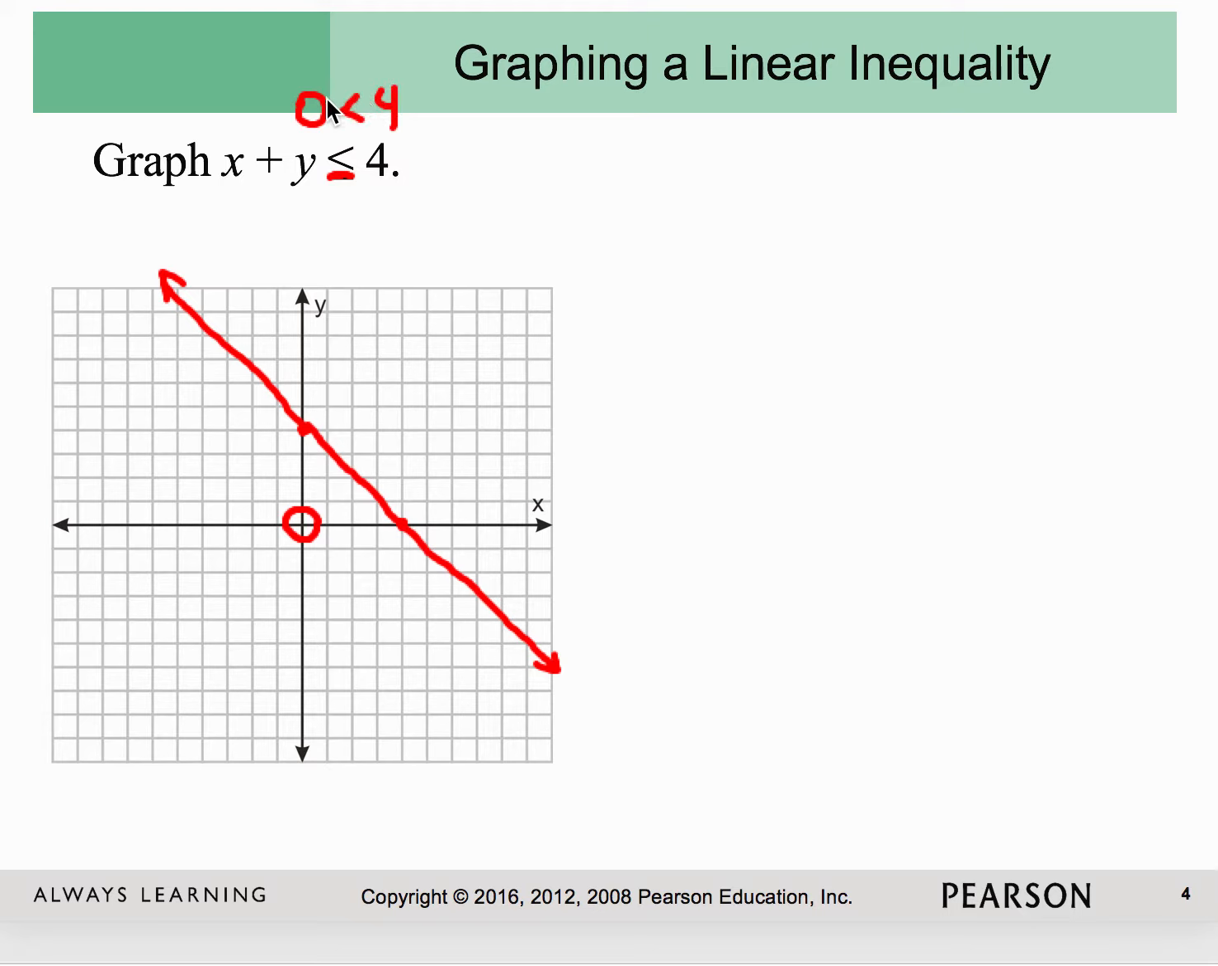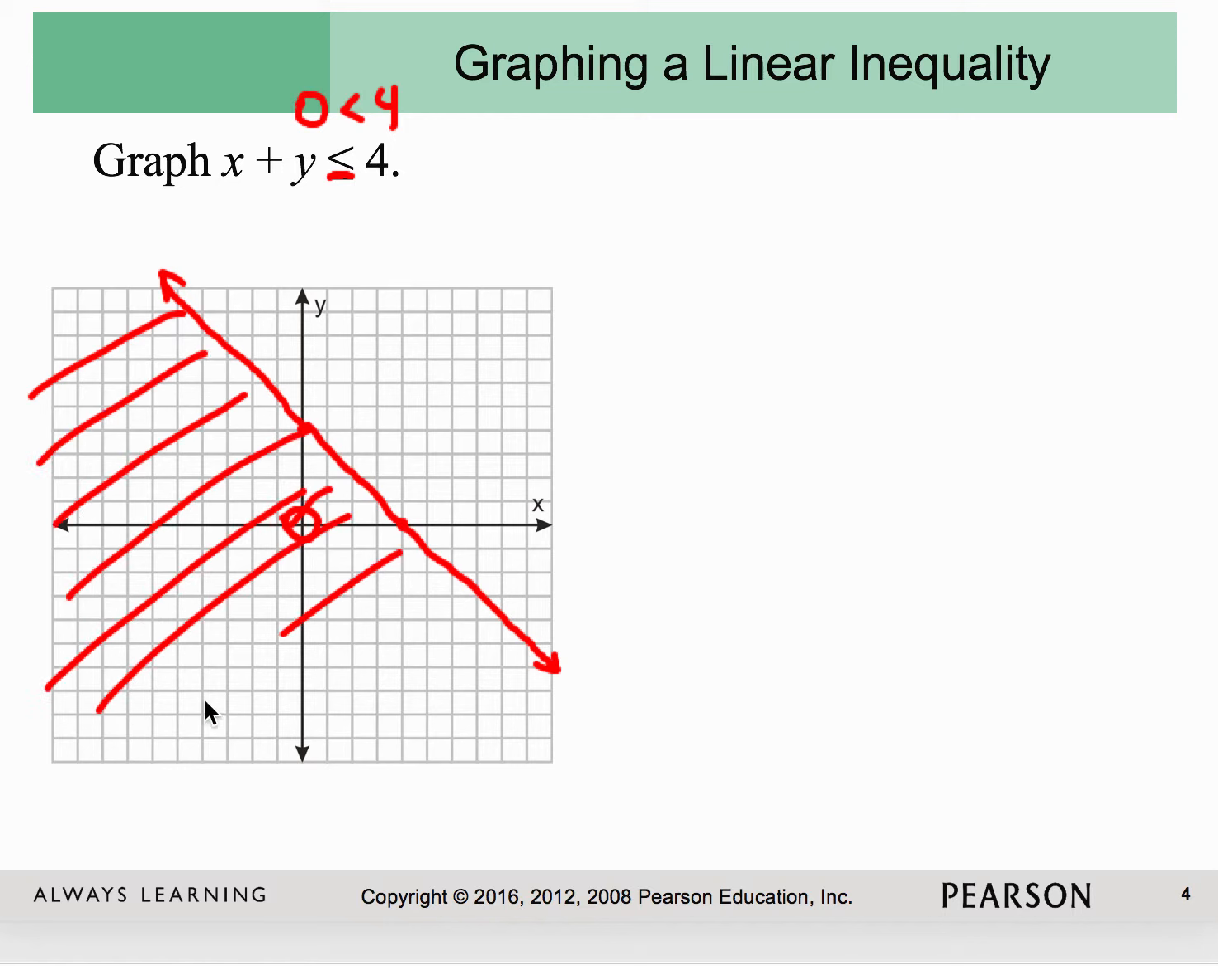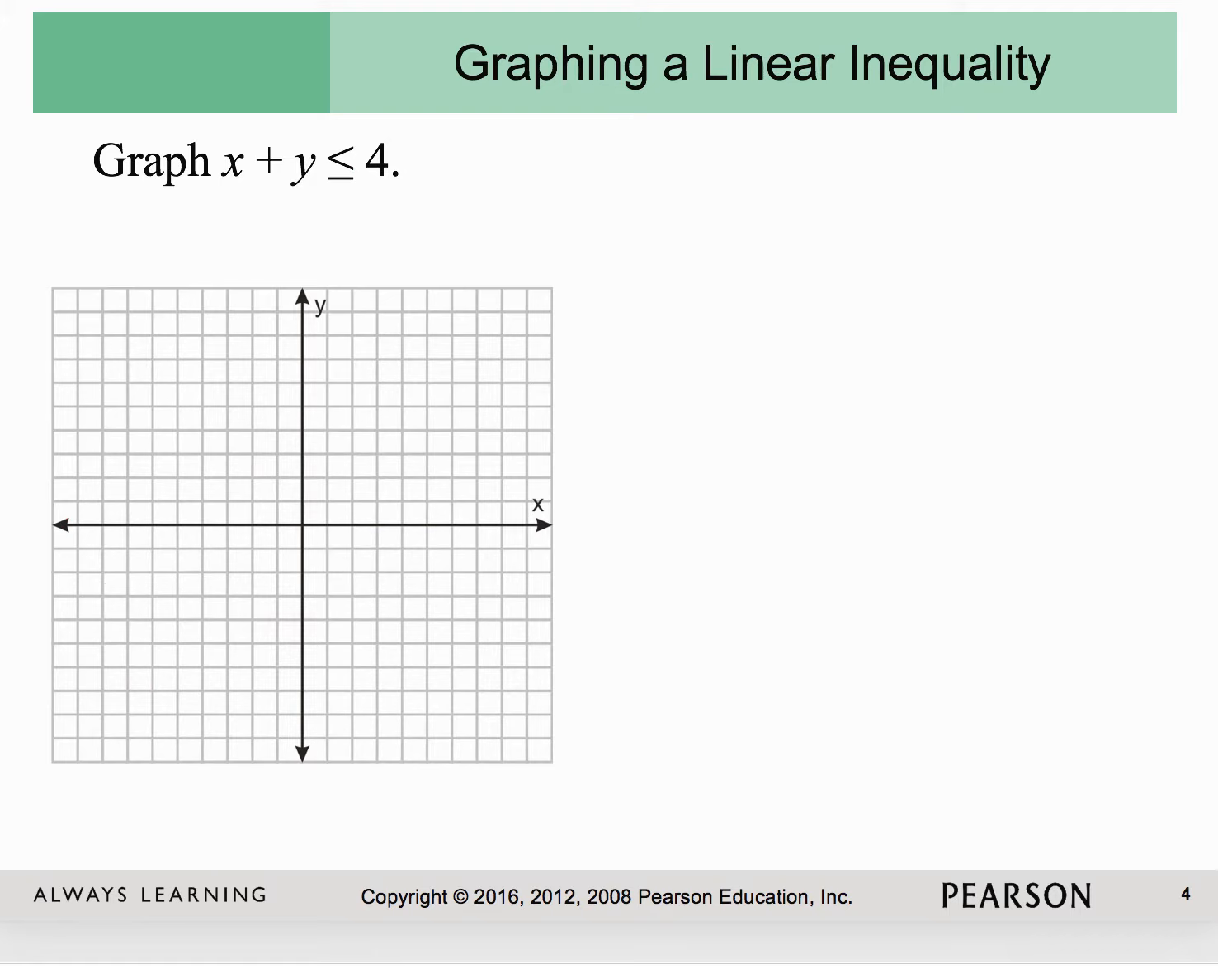And ask myself this equation. Is it true or not? Is 0 less than 4? If that's true, this is the side that my answer is on, and I'm going to shade this side. If that's not true, then this would be the side that's greater, and I'd shade the other side. That's all there is to graphing these inequalities.